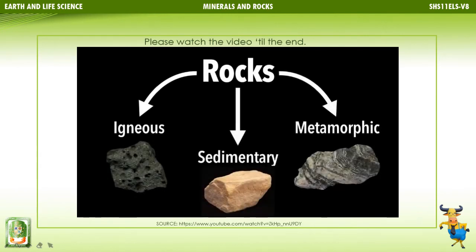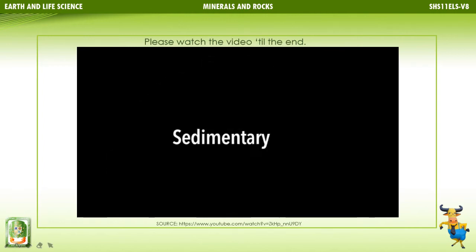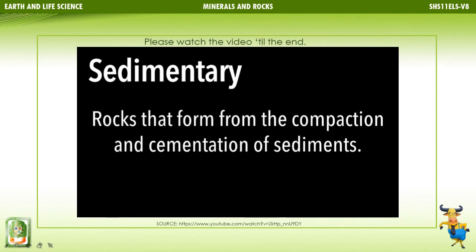But again, we've got two other types to look at: sedimentary and metamorphic. Let's talk about sedimentary for a minute. Now, these are rocks that form from the compaction and cementation of sediments. Keep in mind that sediments are just bits and pieces of other rocks. The other rocks could be any kind, but if the right conditions exist, bits of rocks may be squeezed under the pressure of water and then glued together with this sticky mineral glue.